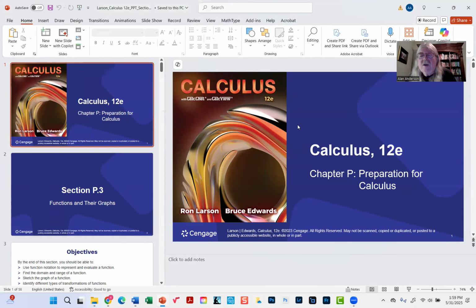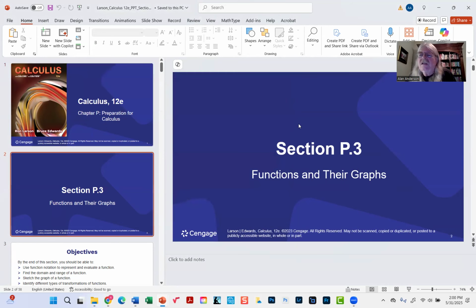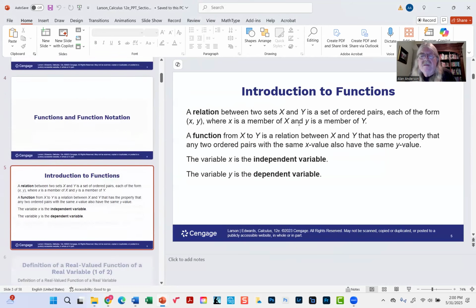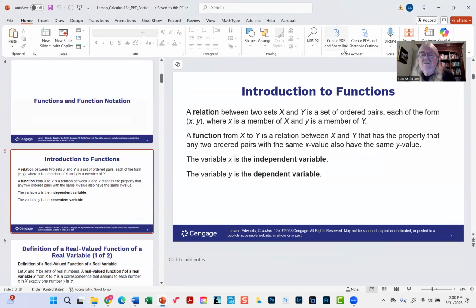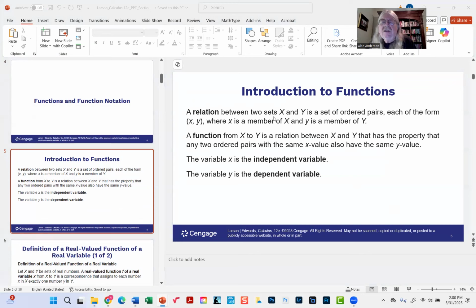This is it. Preparation for calculus, functions and their graphs. All right. So, here's some basic review of function notation. We understand a relation between two sets is simply a set of ordered pairs, as we discussed earlier.